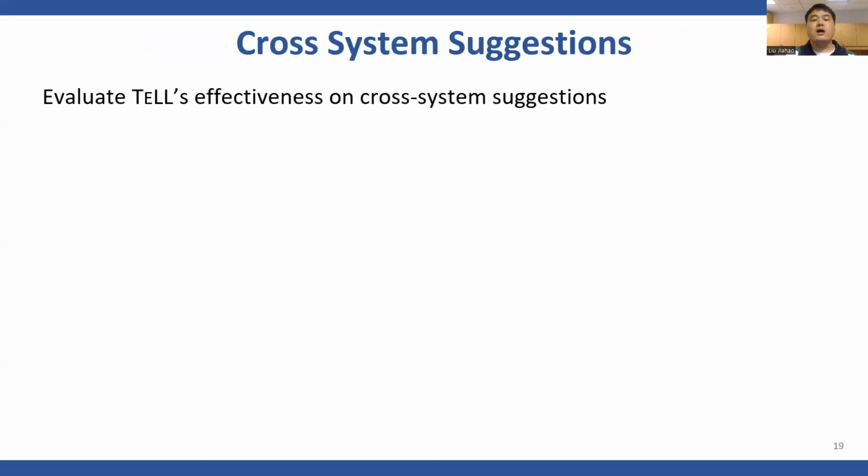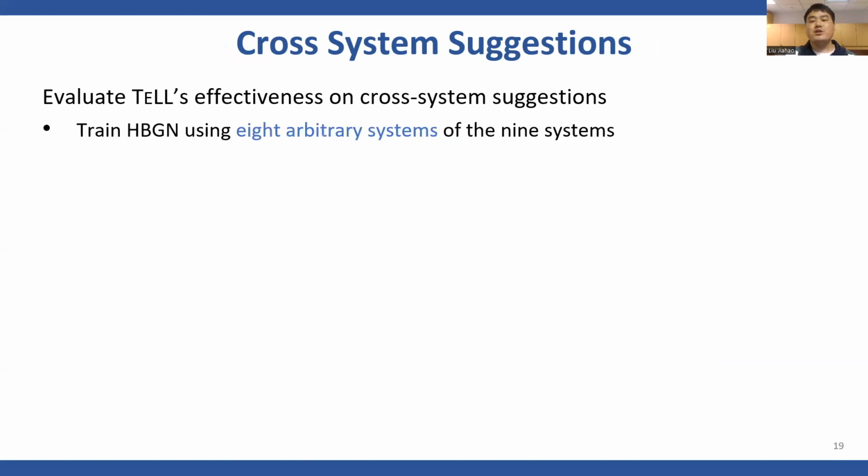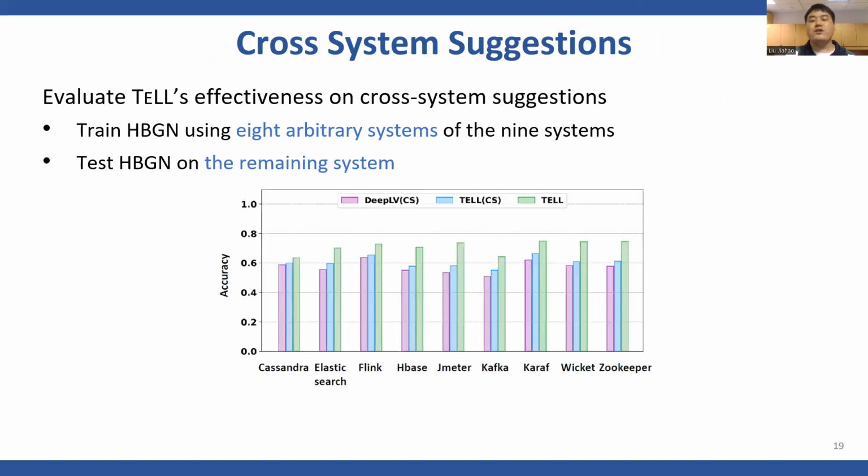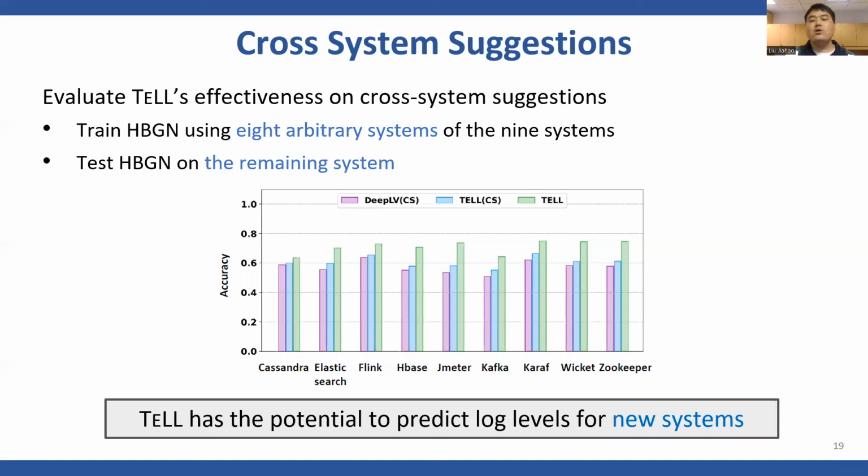We further explore TEL's ability to suggest log levels in cross-system settings. In particular, we train HBGN on 8 arbitrary systems of the 9 large-scale systems and evaluate it on the remaining project. From this figure, we find TEL achieved promising results and performs better than DeepLV in cross-system settings. So we can conclude that TEL can be used to suggest log levels for new systems.